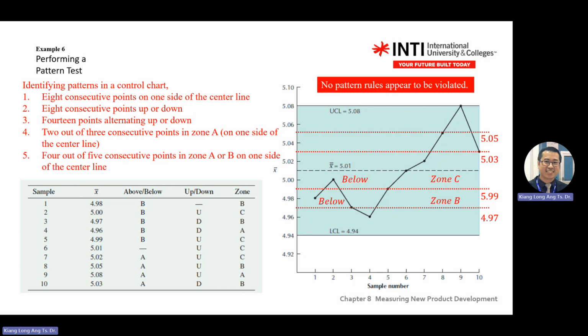Number 5, 4 out of 5 consecutive points in zone A or zone B. This is zone A, zone B. So 1, 2, 3, 4. You calculate 1, 2, 3, 4, 5. 1, 2, 3, 4, 5. You count 4 in zone B and zone A. 1, 2, 3, 4. Violate rule number 5.